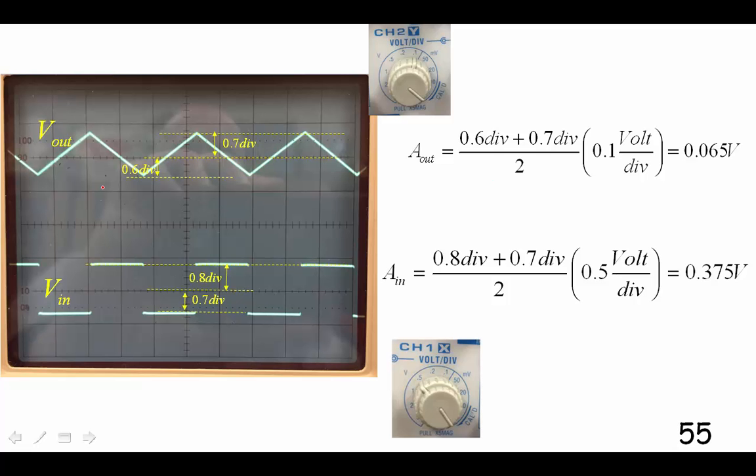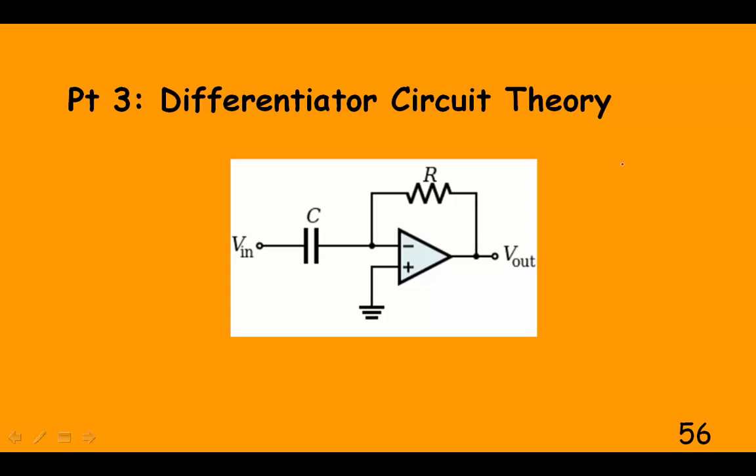Look at this. I measured from here to here and here to here, did it the regular way. I got 0.065. It is right on the money. Physics really works, doesn't it? Okay, so let's go into the differentiator circuit theory.